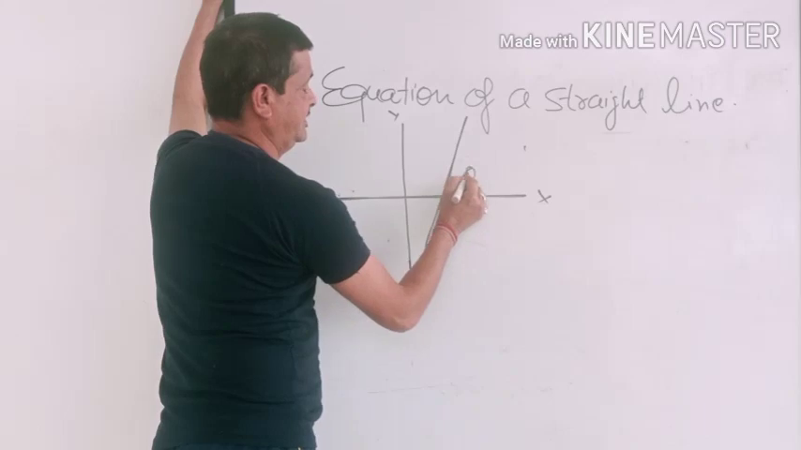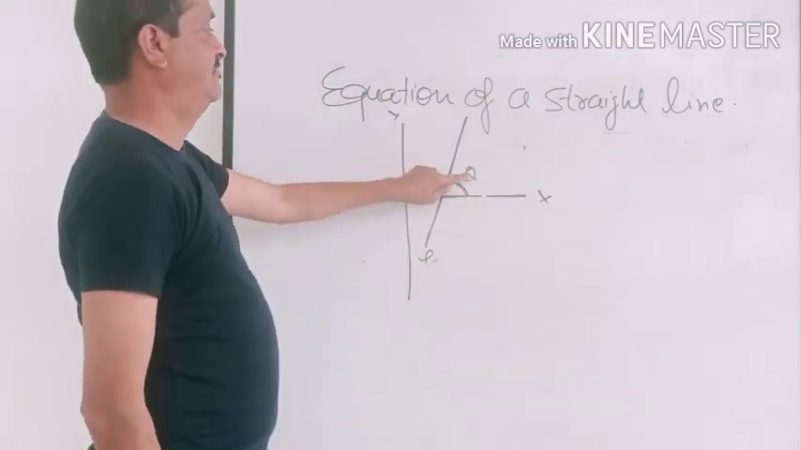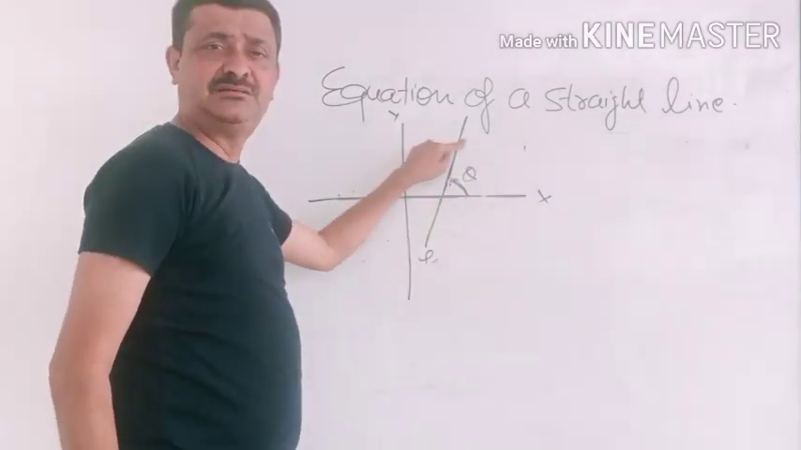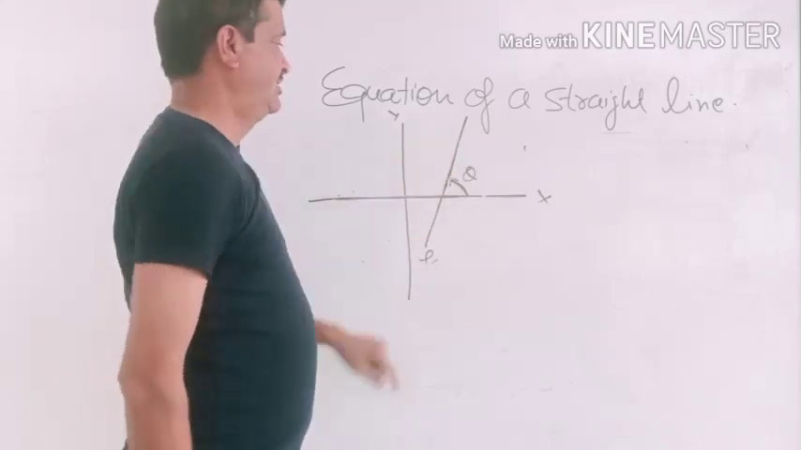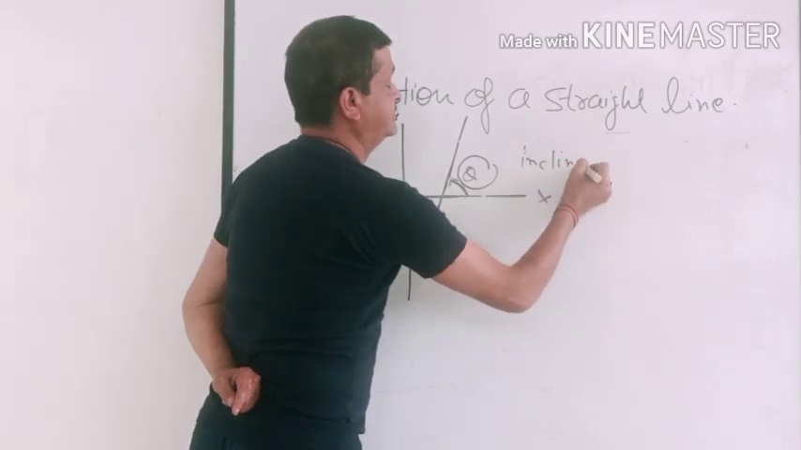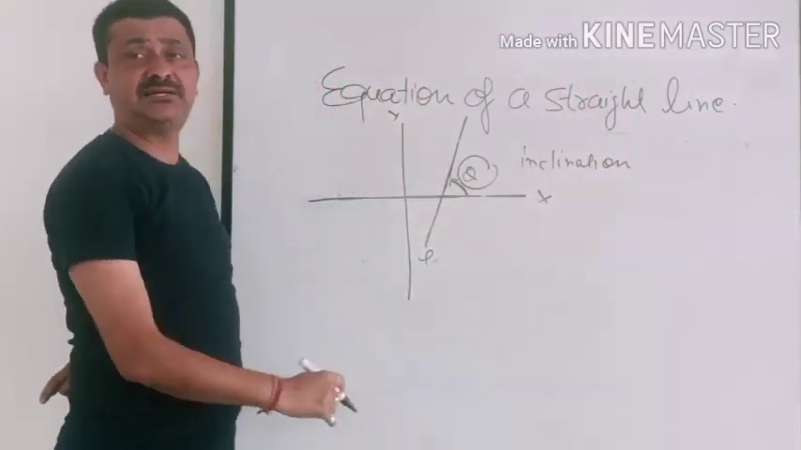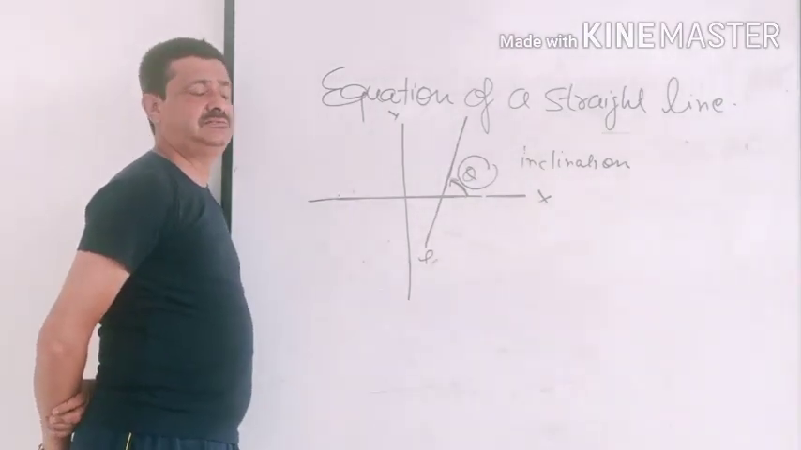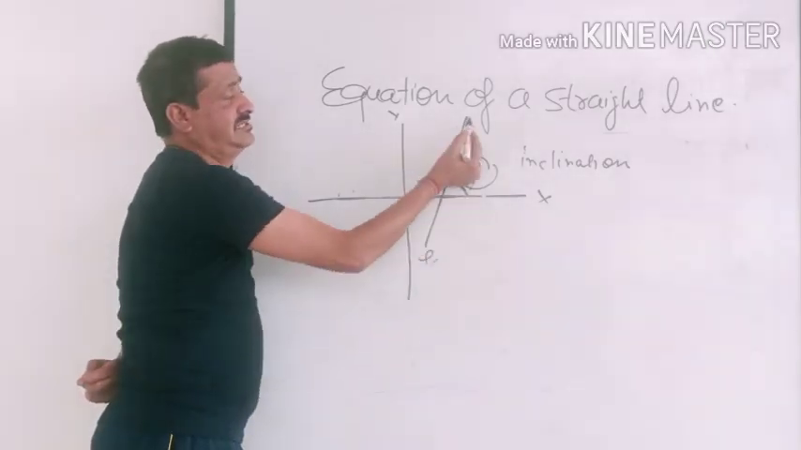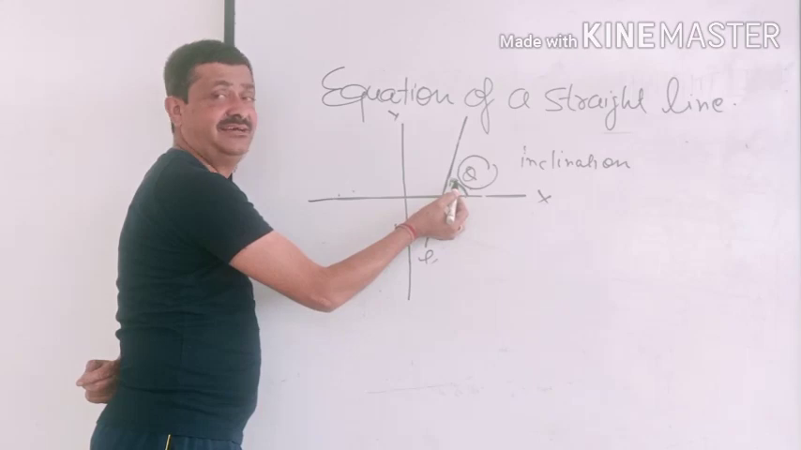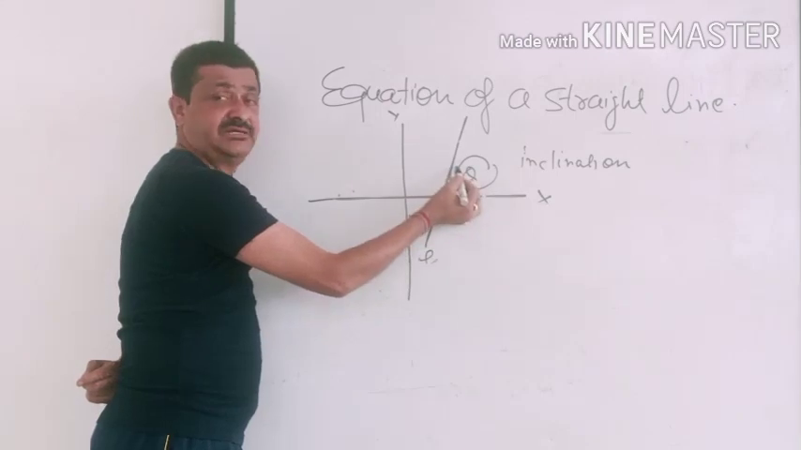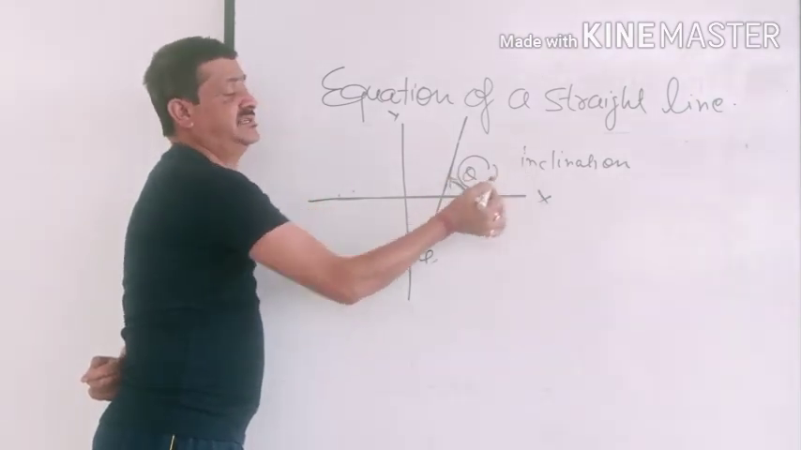So this is usually denoted by theta. Angle made by straight line with the positive direction of x-axis. Positive direction means anti-clockwise direction. And this theta is known as inclination of a line. Understand? So what does inclination of a line mean? It means that whenever a line cuts x-axis, there is a formation of an angle with the positive direction of x-axis. Positive direction means anti-clockwise direction, and this angle is known as the inclination of a line.